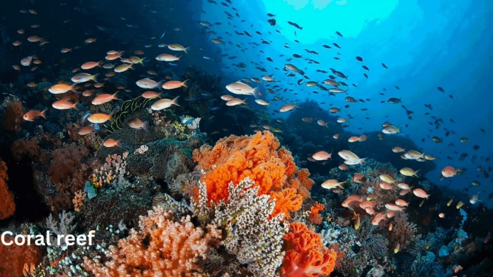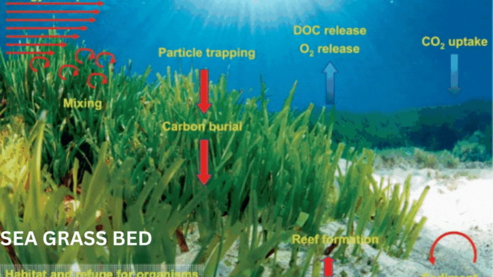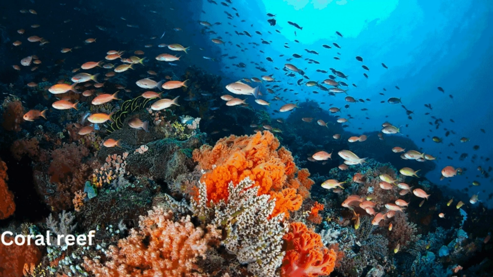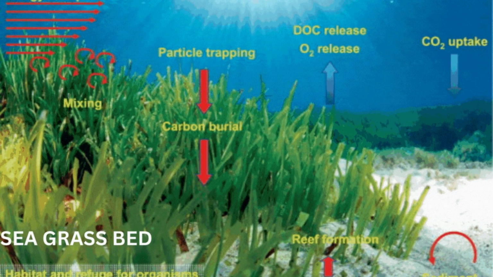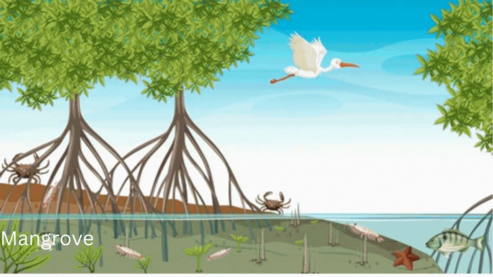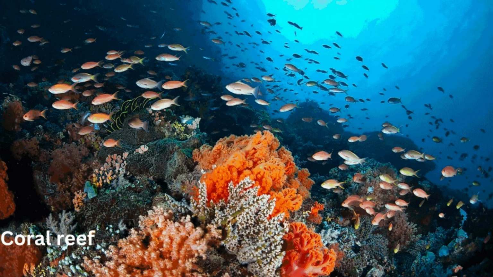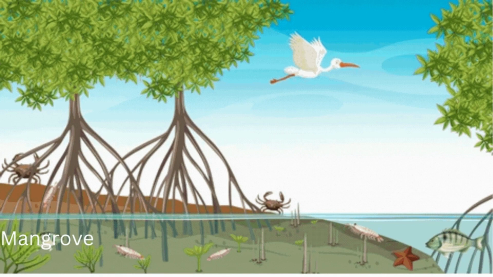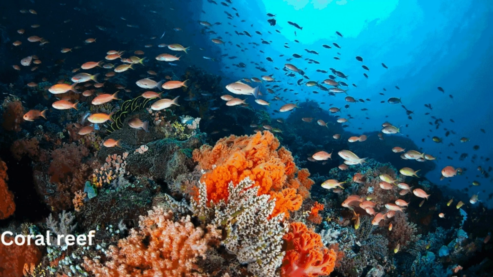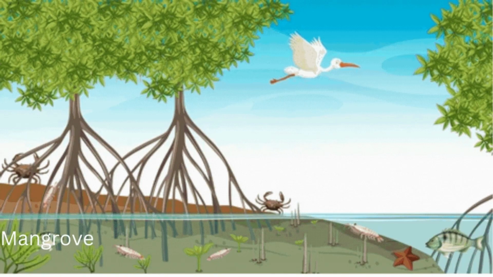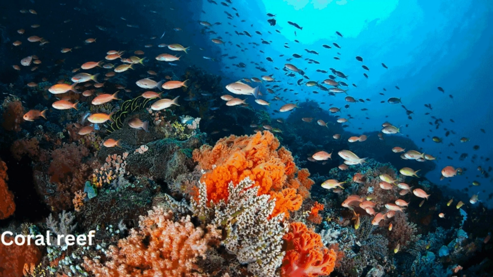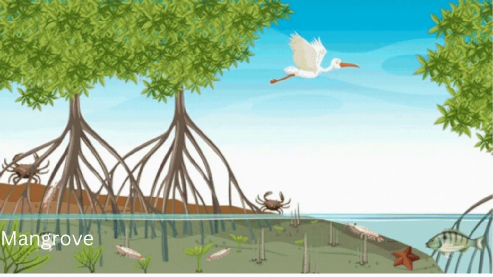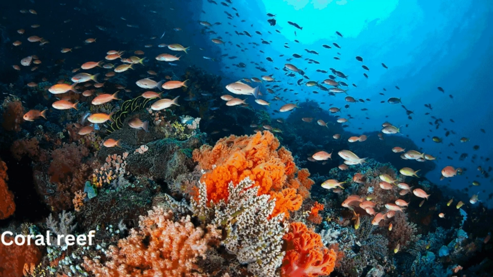Now, let us talk about some coastal ecosystems. The coast is also the home of a number of wildlife. Coastal ecosystems include coral reefs, seagrass, and mangroves. A seagrass bed is an underwater ecosystem formed by seagrasses. Seagrasses are marine plants found in shallow coastal waters and in brackish waters of estuaries.